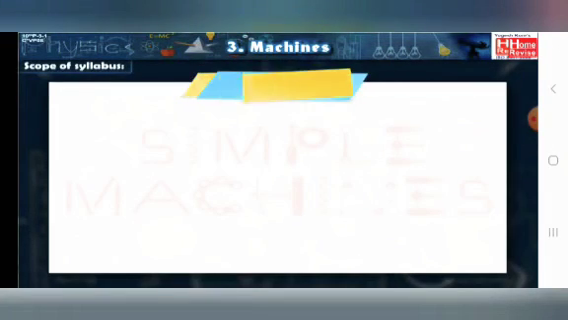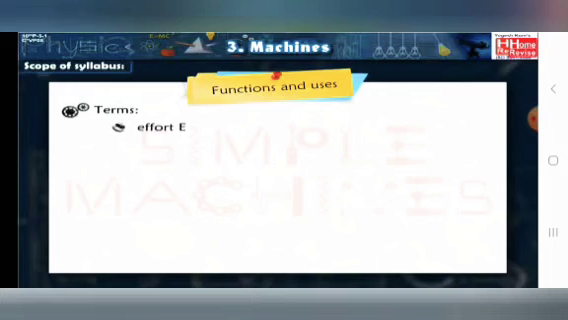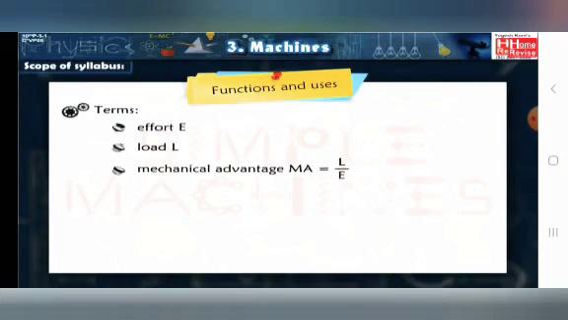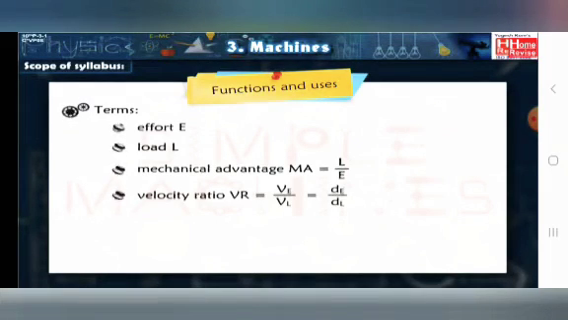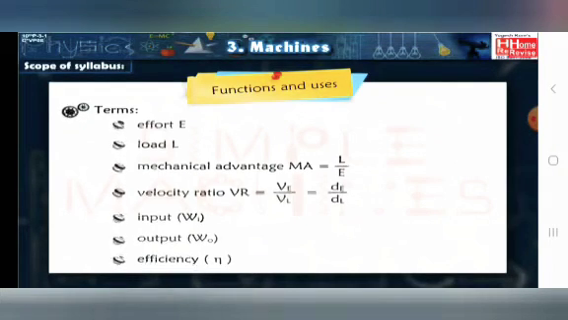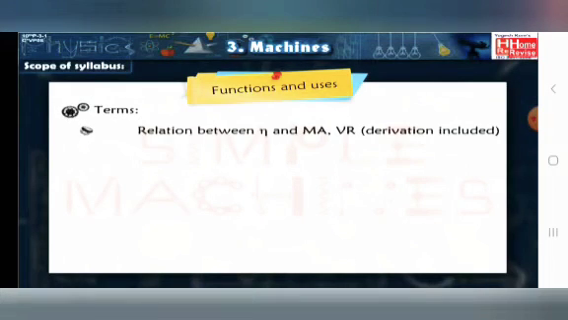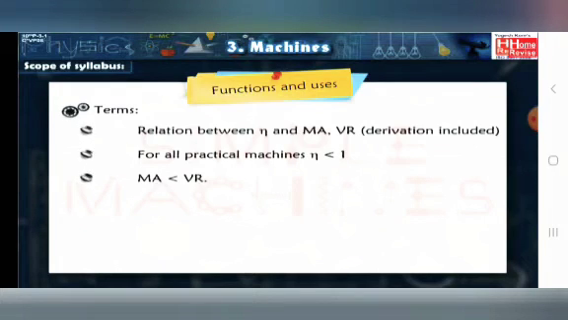Scope of syllabus, functions and uses of simple machines, terms: effort E, load L, mechanical advantage MA = L/E, velocity ratio VR = VE/VL = DE/DL, input WI, output WO, efficiency eta, relation between eta and MA, VR, derivation included. For all practical machines, eta is less than 1, MA is less than VR.